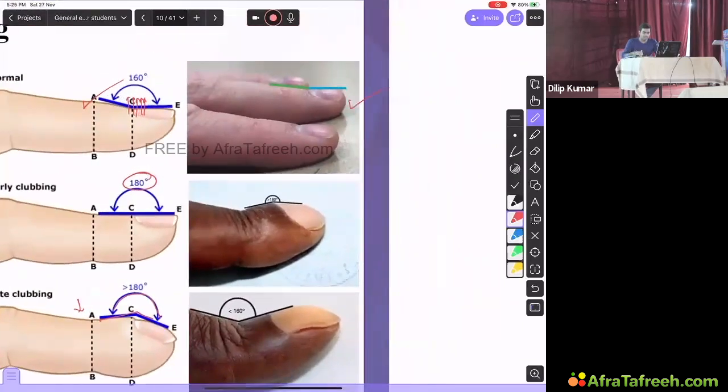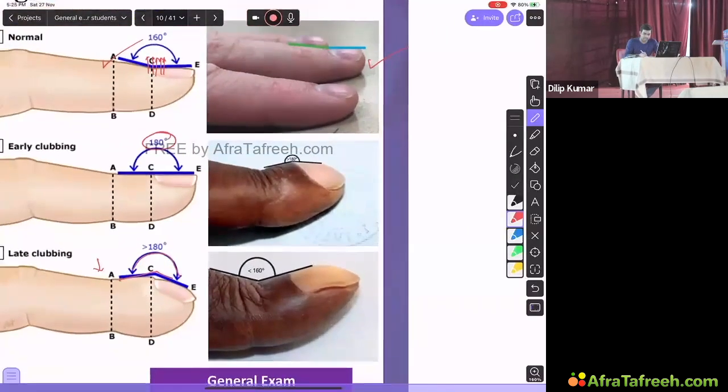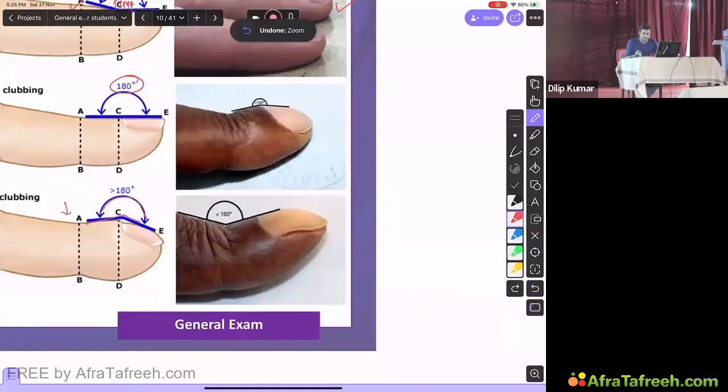This is the normal Lovibond angle. Then you have a clubbing. Here you can see the proximal nail bed like this, and then you can see the step here. That is the reason for the Lovibond angle in the first place. Here you can see there is a proliferation of connective tissue, so the Lovibond angle becomes more than 180 degree in a clubbed nail.